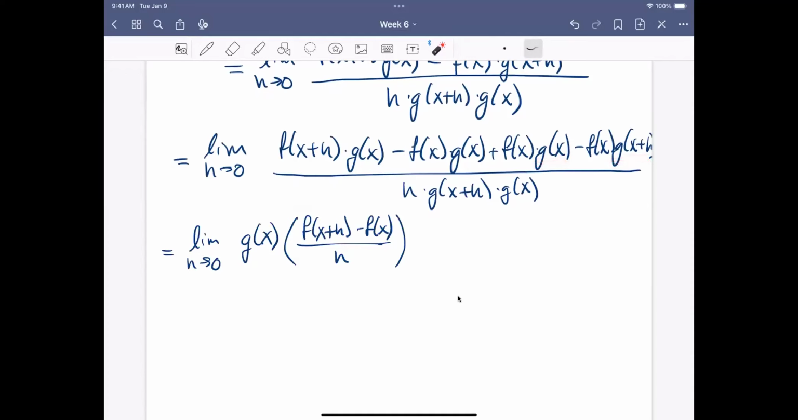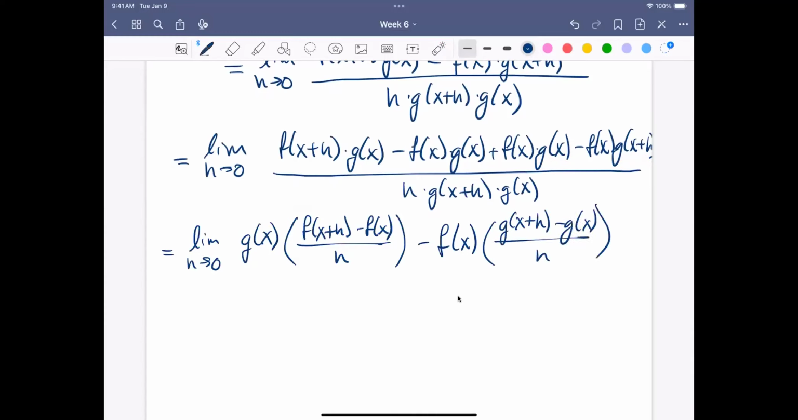and a negative g of x plus h, and I'm going to fix this by, instead of pulling out just a positive f of x, I'm going to actually pull out a negative f of x. So that then what I'm left with is I'm going to end up with a positive g of x plus h minus a g of x, and then over my h again. And then in the denominator, I still have g of x plus h times g of x.